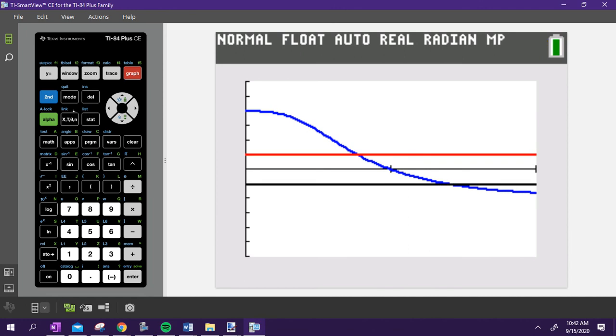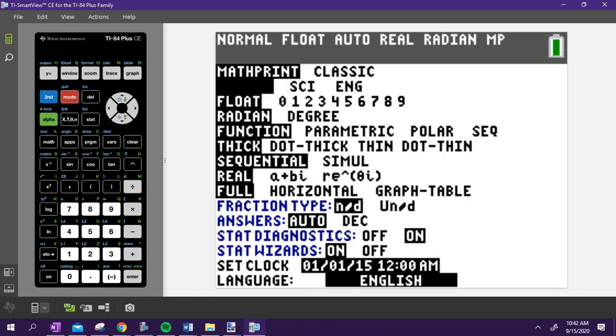Hit the mode button. It's supposed to be in radians. It won't affect you on this question, but yeah.